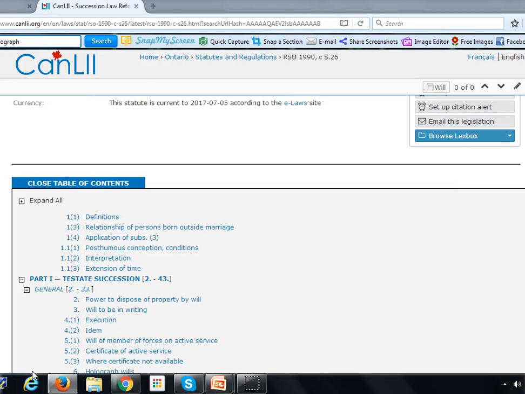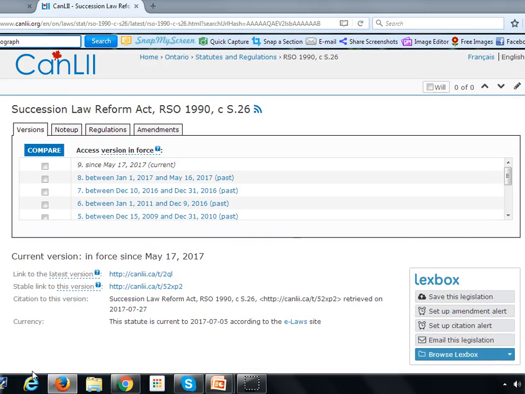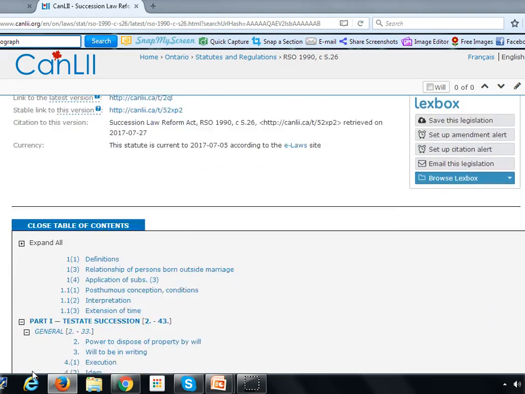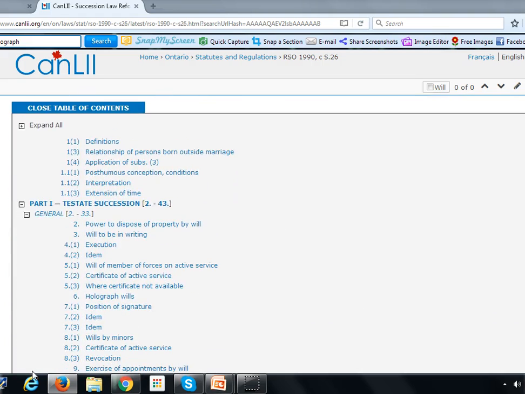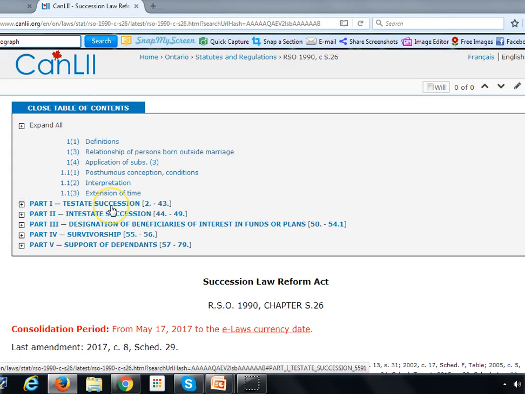Let's look at the Succession Law Reform Act in Ontario. You type Succession Law Reform Act in Google and you will find this legislation. It's available, and you will notice some of the topics that it covers. It talks about testate succession, intestate succession, designation of beneficiaries under funds or plans, survivorship rights, and support of dependents.